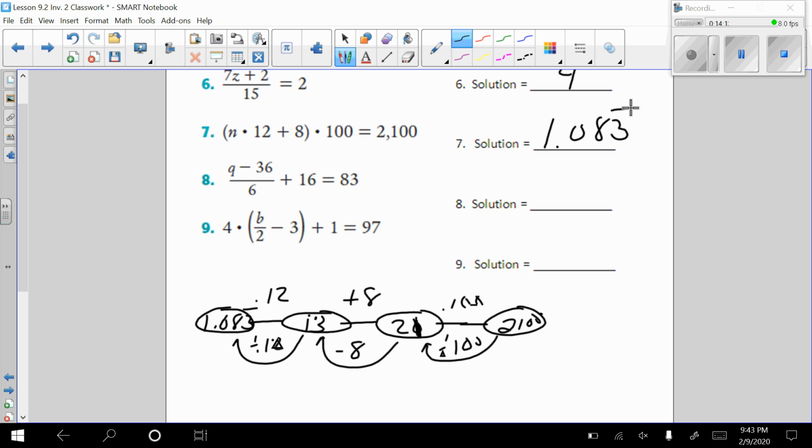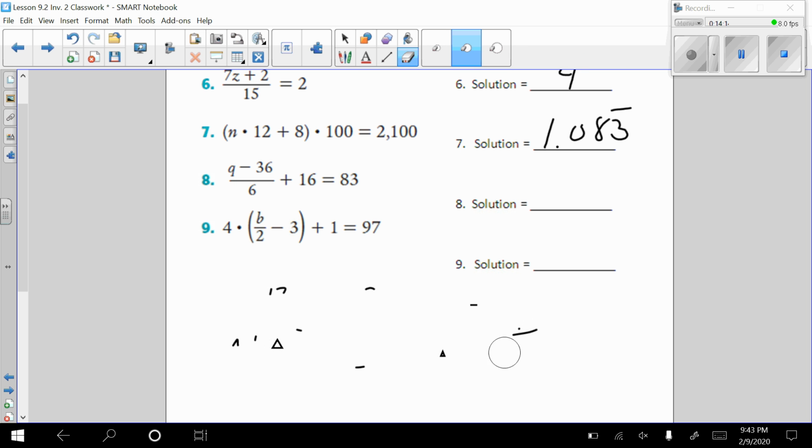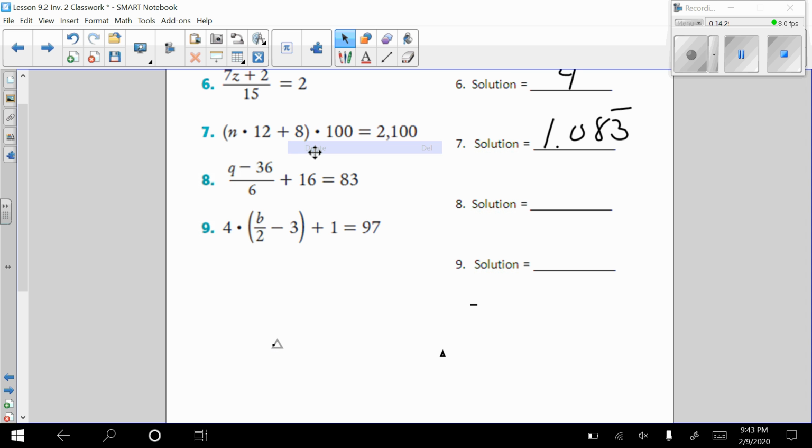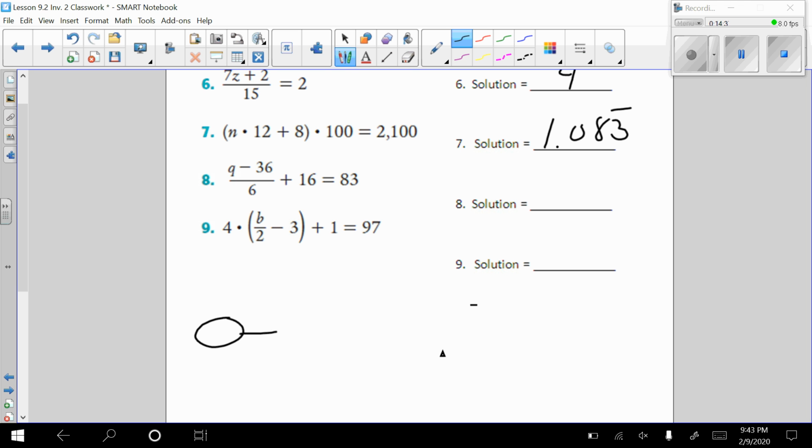Let's look at number 8. Number 8 now. Remember, following the rules. What do we do to that variable first? That's what we want to decide. So let's go ahead and take a look at it and see what we would do first. Get these marks out of my way. Don't know what happened here, but we're going to get rid of it. First thing I do to this is I am going to subtract the 36.